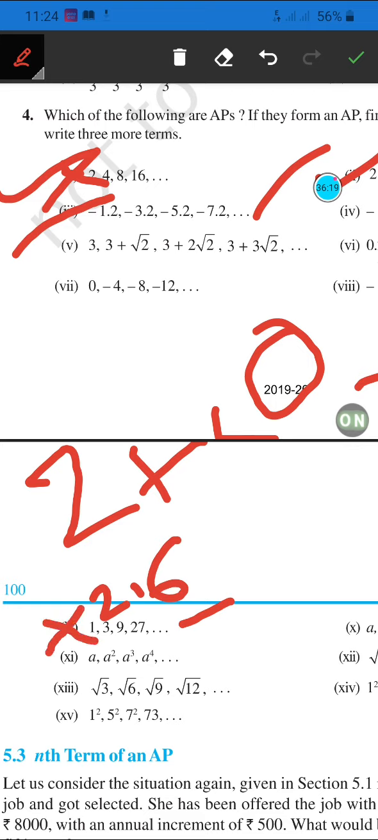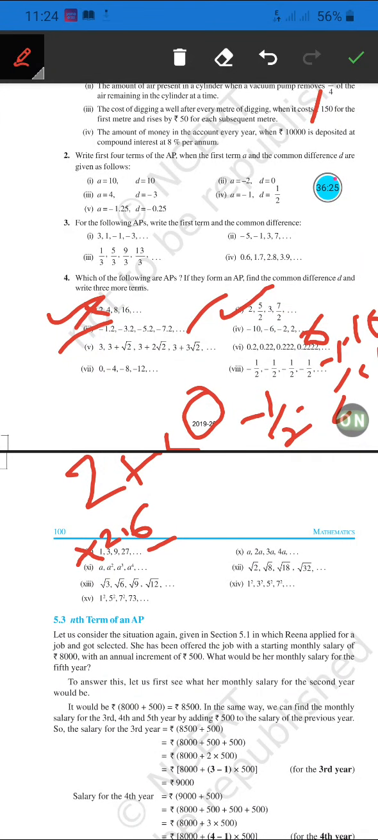Okay. Again, 10th question: A, 2A, 3A, 4A. So these are like terms. You studied like terms and unlike terms in 7th class. You can easily subtract: 2A minus A, it is A. 3A minus 2A, that is also A. 4A minus 3A, that is also A. So the common difference is equal here. What is the next term? 5A, 6A, 7A. So the answer for the 10th question is 5A, 6A, 7A.